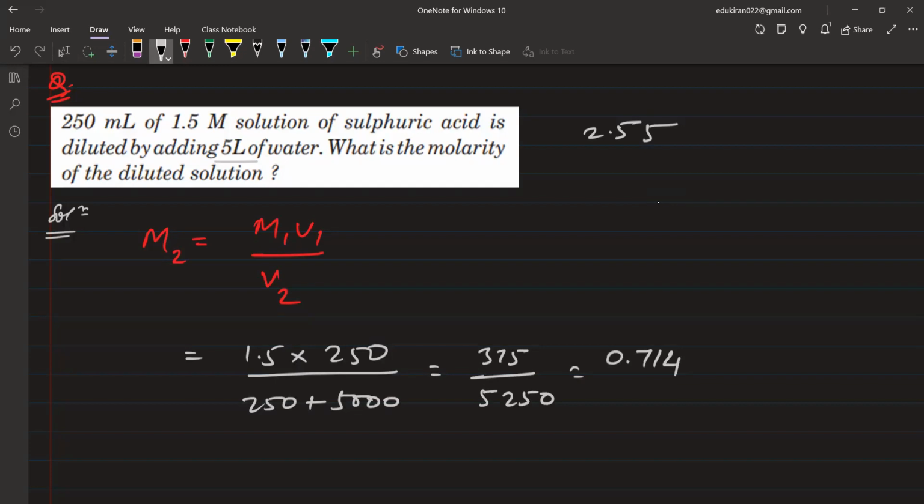So Siddhika is getting 0.07. Oh, wait a second. Yeah, correct. Sorry, it will be 0.0714. Three digits, and below we have four digits. 0.0714. My bad.